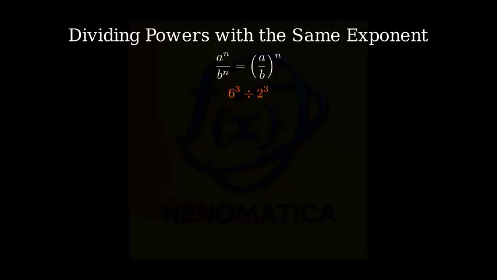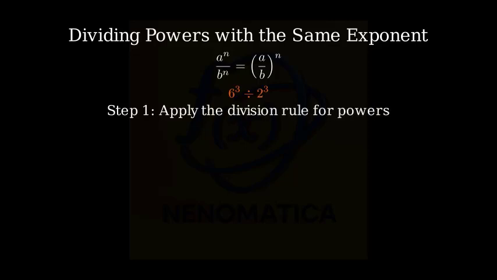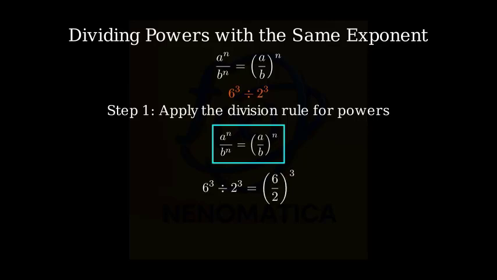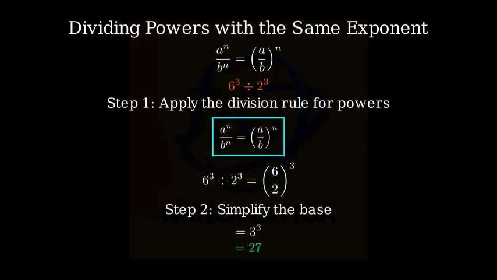We need to compute 6 cubed divided by 2 cubed. In step 1, we recognize that we can use the division rule for powers with the same exponent. This rule states that a to the power n divided by b to the power n equals the fraction a over b, all raised to the power n. Applying this rule, we get the fraction 6 over 2, all raised to the power 3. In step 2, we simplify the fraction inside the parentheses. 6 divided by 2 equals 3, so we have 3 cubed. This equals 27.